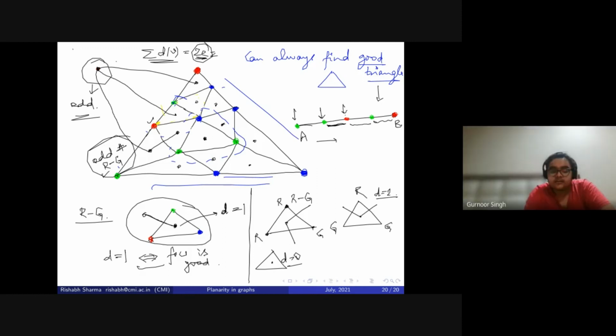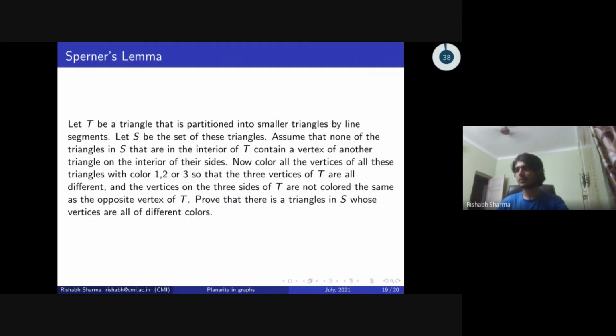Can you show me the slide of Sperner's lemma? Yes, one second. There it is.